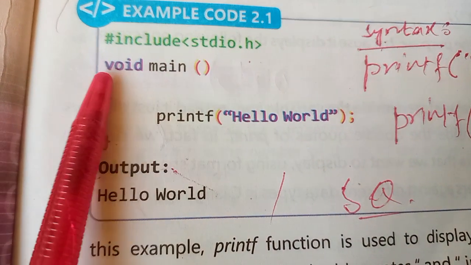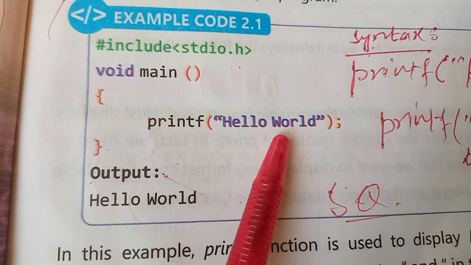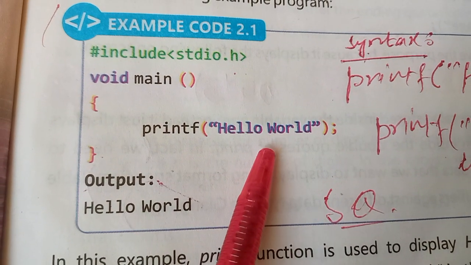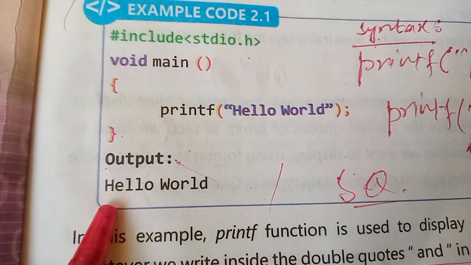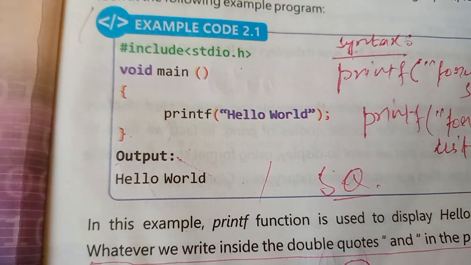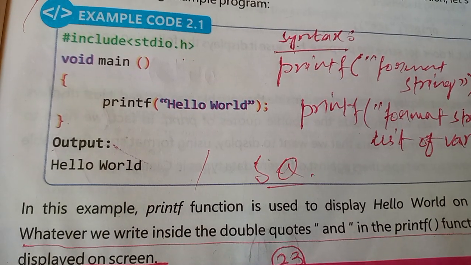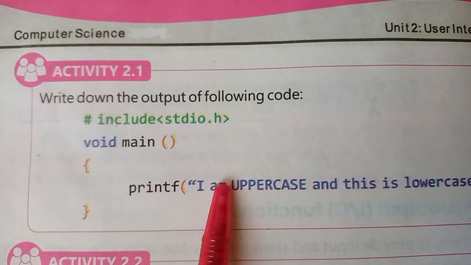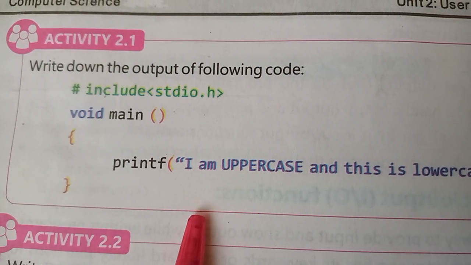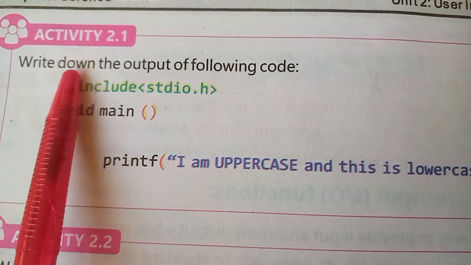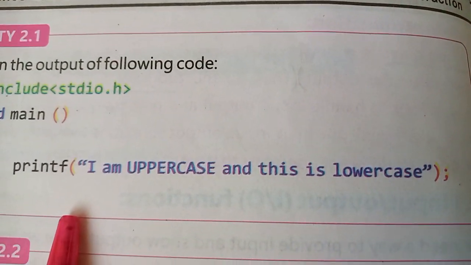Hash include stdio.h, void main, printf hello world. So inside double quotes you write the text hello world. When this program is executed, its output will be printed on the screen as follows: hello world. Okay, let's move to the next page. In the next page, a program is written and you are asked to write its output. Write the output of the following code. Okay, what will be its output?